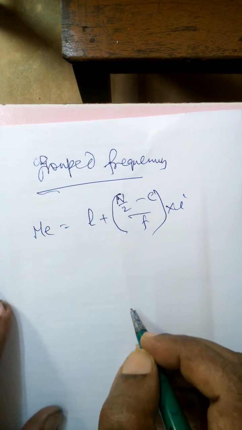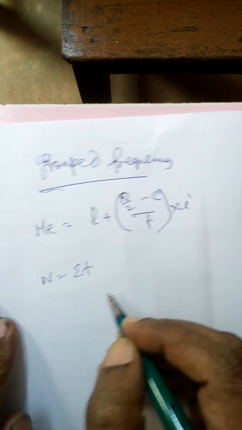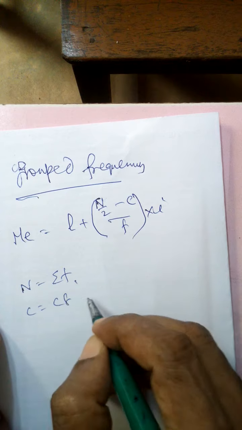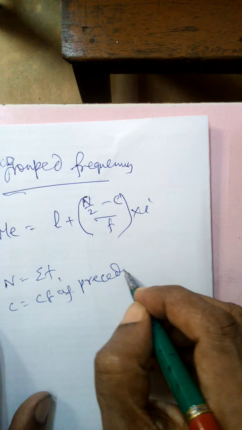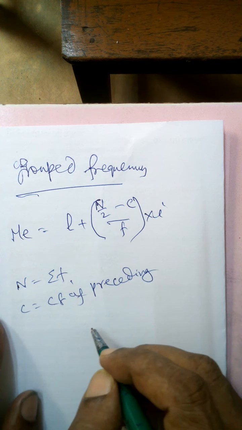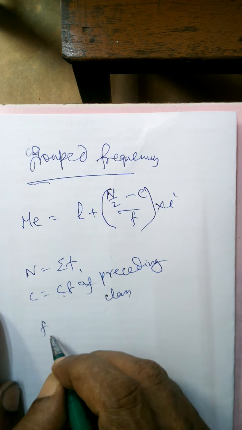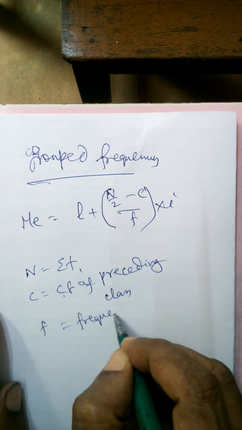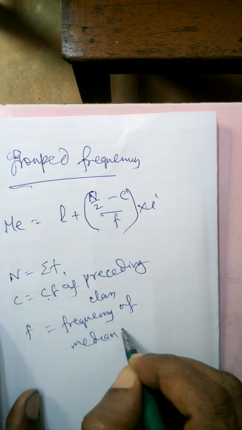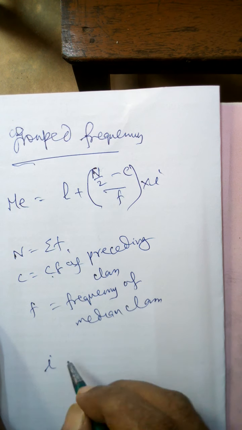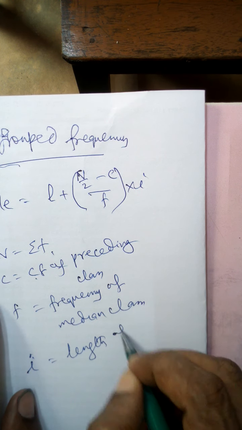That means what is L? L plus (n by 2 minus c) by f times i. n is total frequency, not n plus 1. c is the cumulative frequency of the preceding class. Preceding class means wherever the middle value lies, the previous class, so the CF of the previous class. f is the frequency of the median class, not the total frequency. And i is the length of the median class. That's very important: not any other class, the length of the median class.